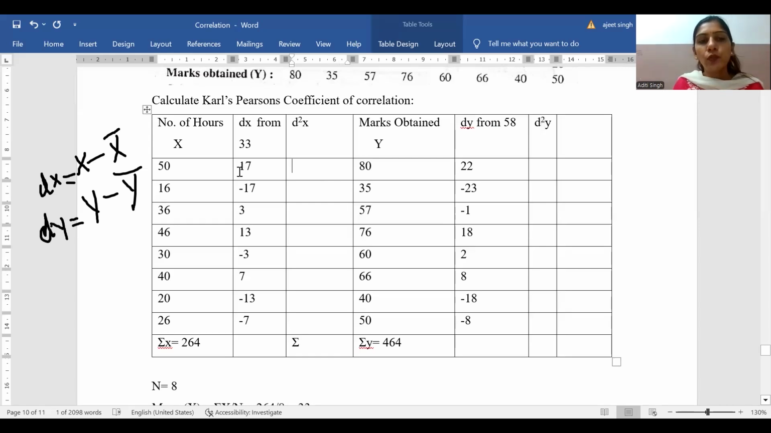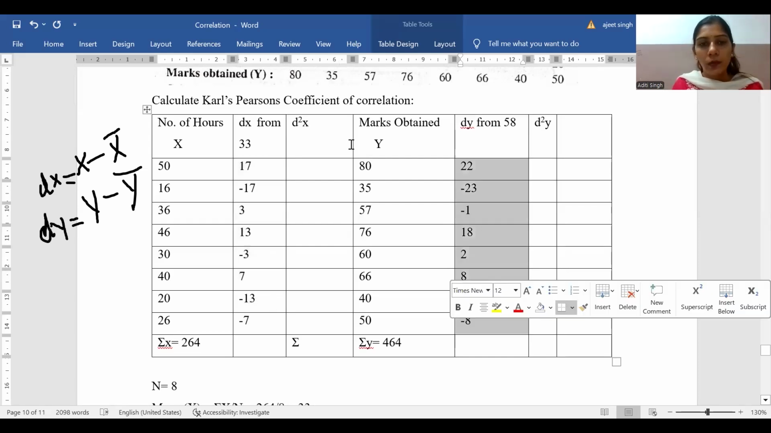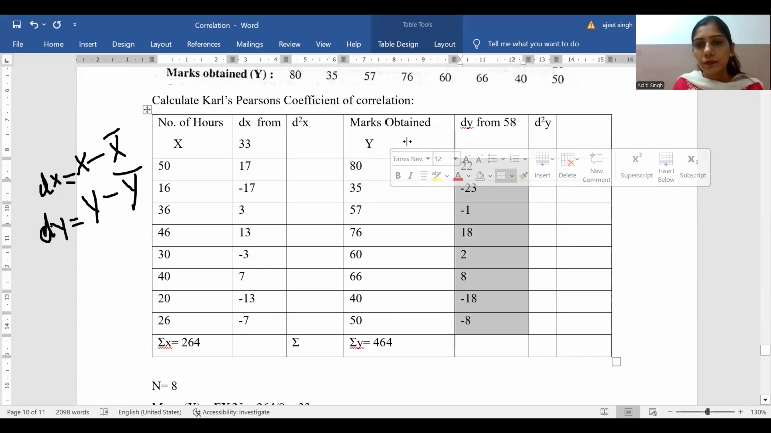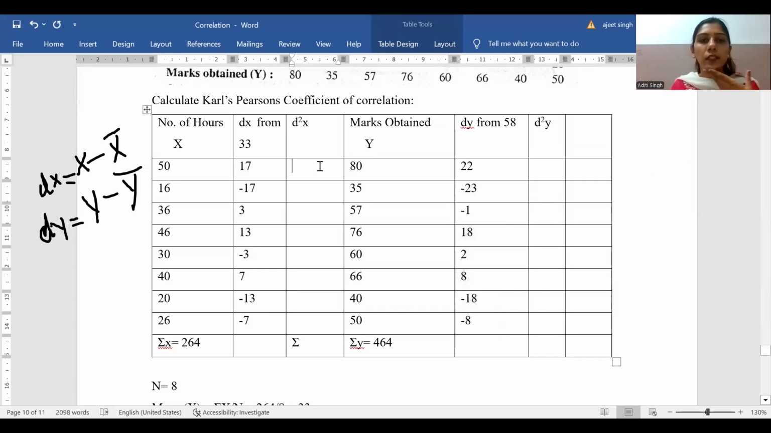Okay, so what we have to do is find the square of these values, dx and dy. Let's start. 17 into 17. So the value will come 289.